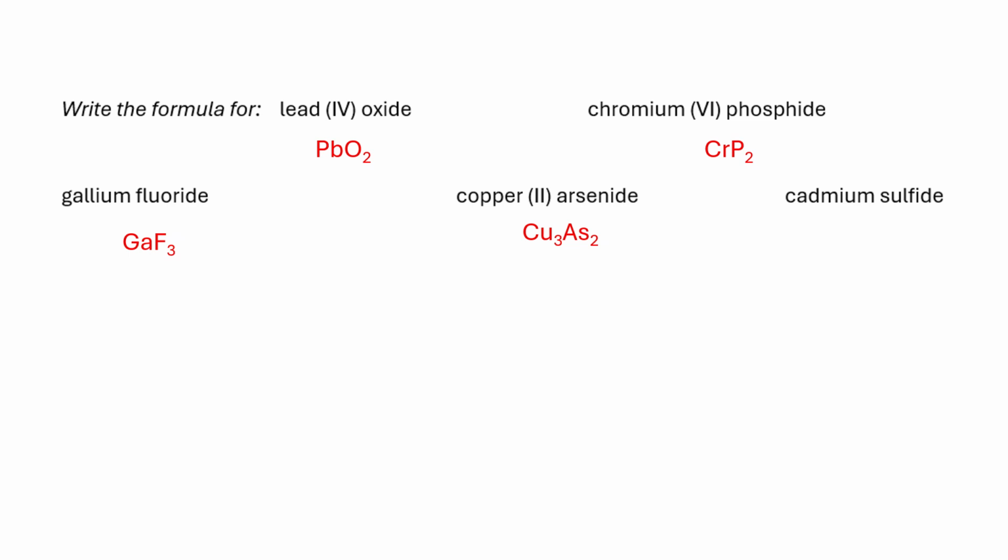So we should have come up with Cu3As2, if that's copper with a +2 charge. So we would be trying to get to +6 and -6 with our two positive and negative charges. And then cadmium sulfide should have been CdS. Cadmium is always +2, that's why there's no Roman numeral. It's right there below zinc. They are both +2. Sulfide is -2.